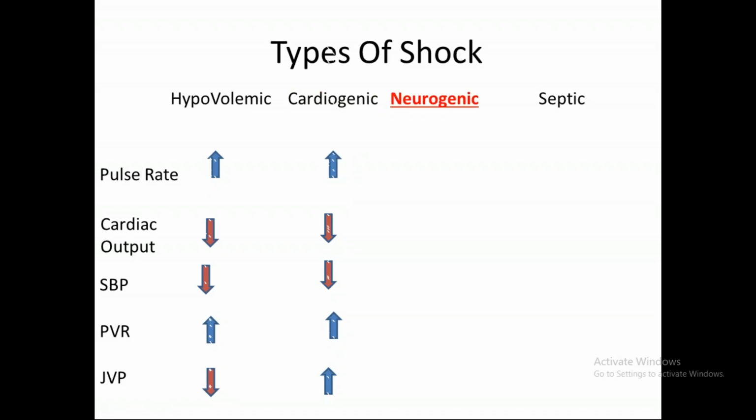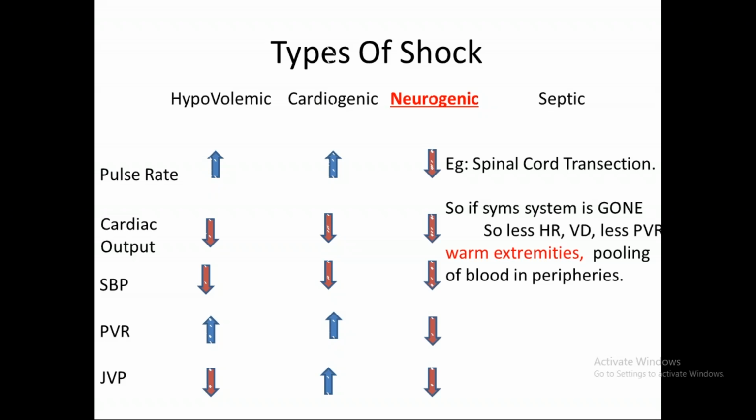Now we come to neurogenic shock. A simple example is spinal cord transection. In spinal cord transection, if the sympathetic system is gone, then what will happen? It is very simple. The sympathetic system is gone, so that will lead to a decreased heart rate, right? Second, this will also lead to decreased cardiac output. This will lead to decreased systemic blood pressure. Since the sympathetic system is gone, first it will not increase the heart rate, so it will decrease the heart rate. Second, there will be no vasoconstriction in the peripheries, so that will lead to vasodilatation.